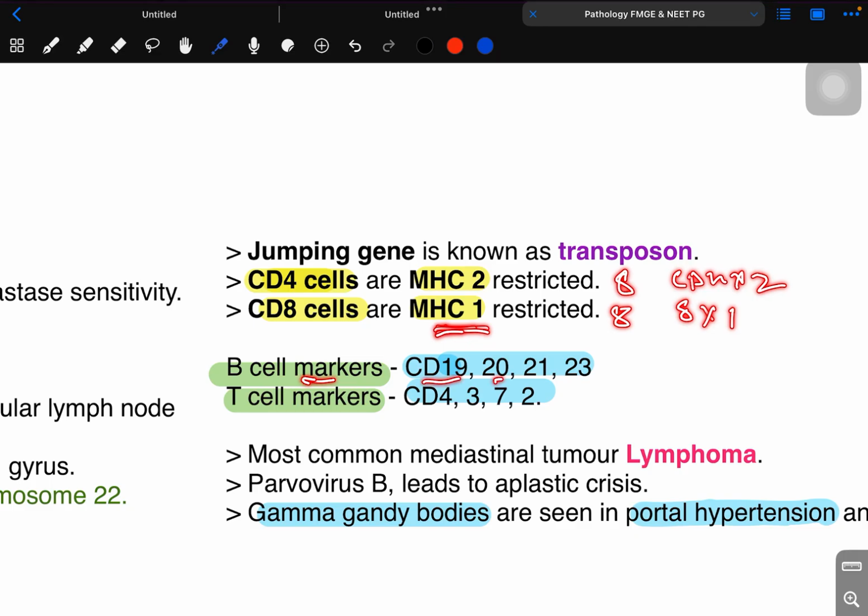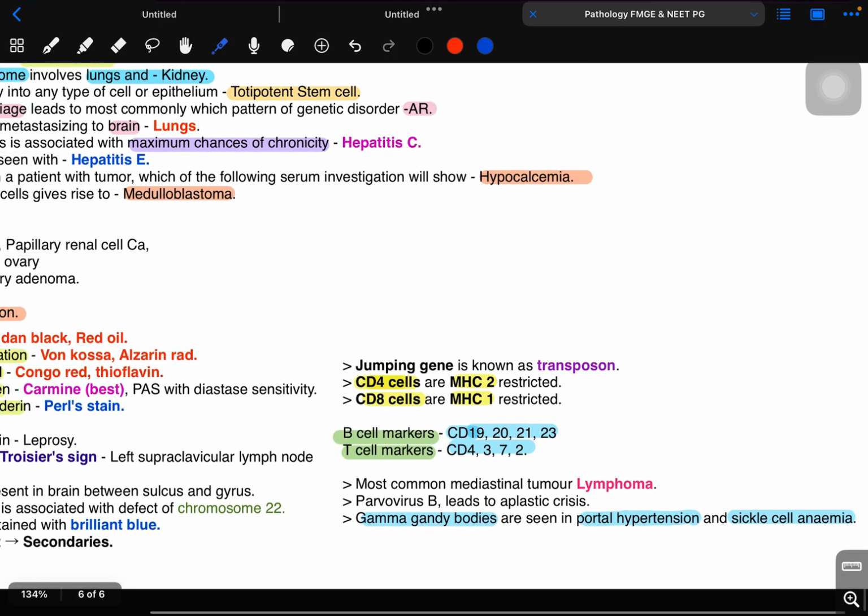B cell markers are CD19, 20, 21, 23. T cell markers are CD4, 3, 7, 2. Most common mediastinal tumor is lymphoma. Parvovirus B19 leads to aplastic crisis. Gamma antibodies are seen in portal hypertension and sickle cell anemia.